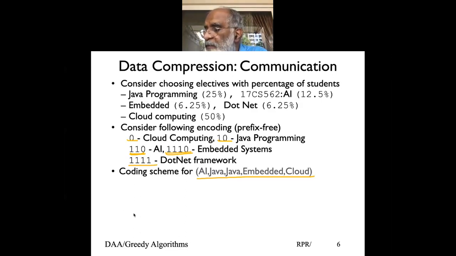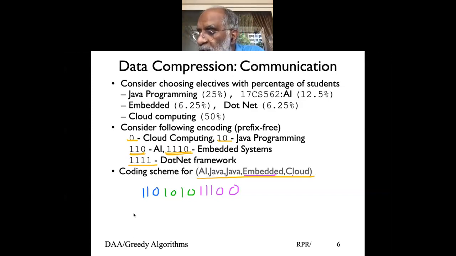So let's look at what the answers would be. AI encoding is 110, so we get 110. Then Java encoding is 10. Then embedded encoding is 1110. And then cloud is 0, and this is what the encoding would be. And if we need to decode, we can precisely decode because there is no confusion.